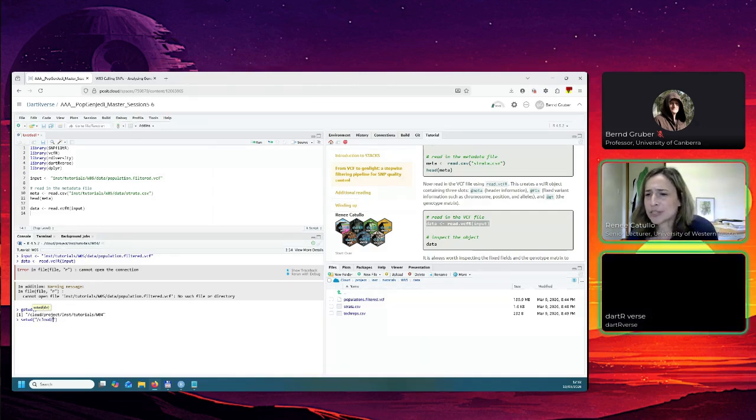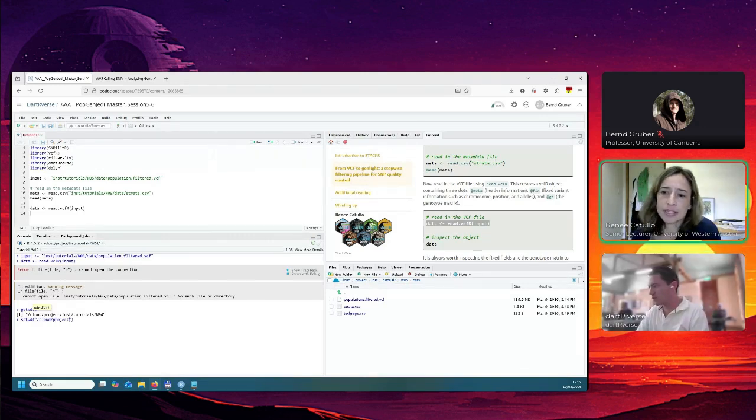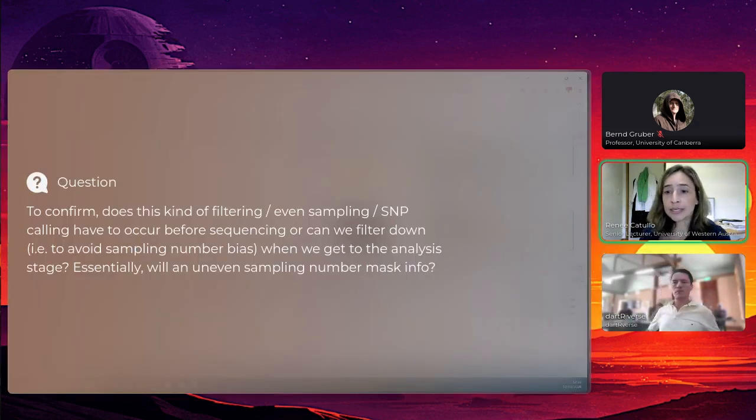Sorry, I'll answer this one last question to be done, which is anonymous. Does this kind of filtering, even sampling, SNP calling have to occur before sequencing? The answer is no. You can sequence everything you've got, but you need to do the SNP calling again. So you have 150 individuals, you then subset that raw data down to those 150 individuals and call SNPs on the ones that meet your study design.